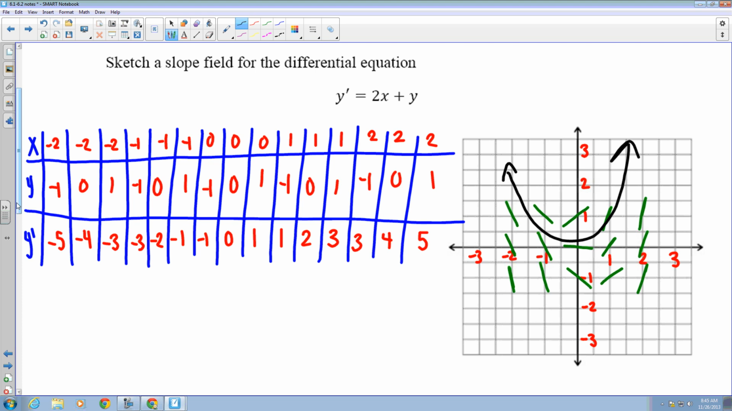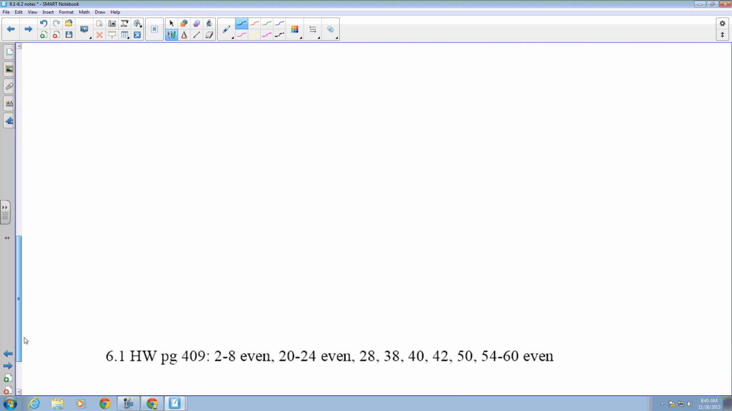So 15 points is a good number of points. And your homework's on the bottom, and that was section 6.1.